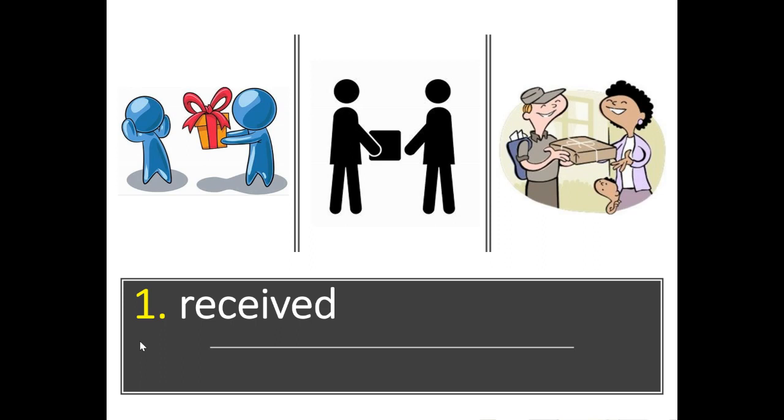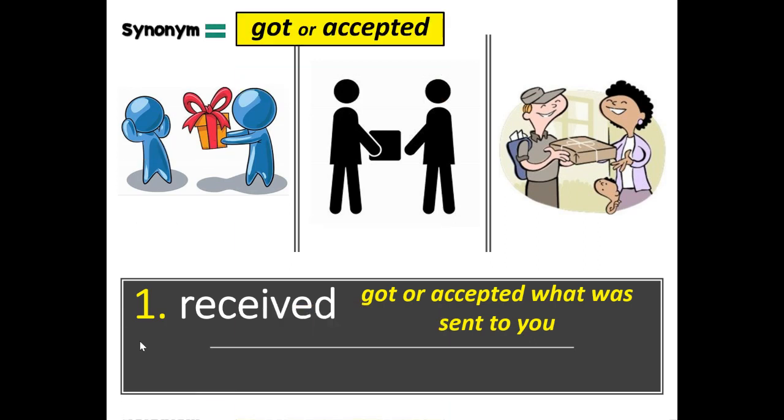Received, received. The root word is receive, and received means past tense. It received is got or accepted what was sent to you. You got or accepted what was sent to you. So after you write received, a synonym could be got or accepted. You can write one or both of those words.